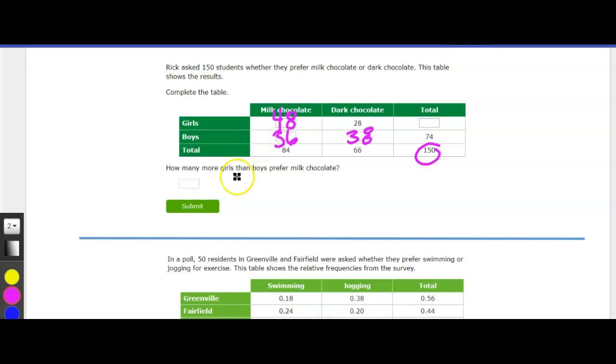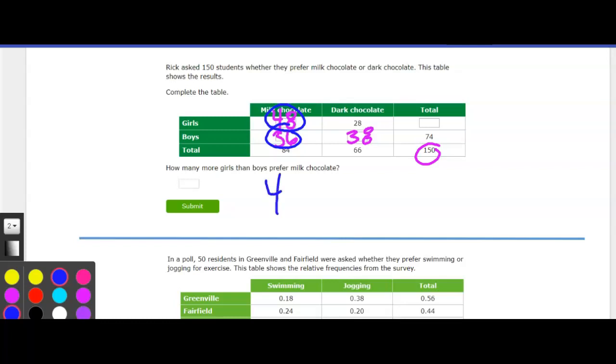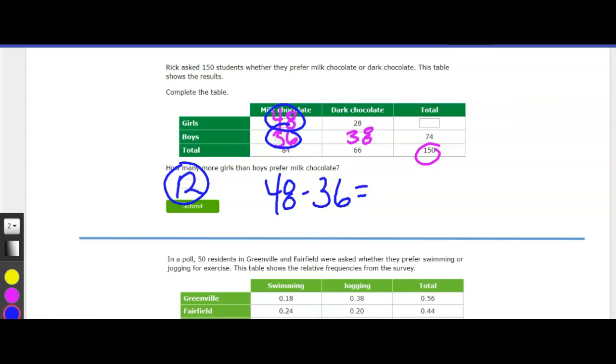So how many more girls prefer milk chocolate? So this was how many boys liked milk chocolate. This was how many girls liked milk chocolate. How many more? That's like asking, can you find the difference? And we all know to find the difference, you subtract. So you would just need to subtract those and get your answer of 12. So 12 more girls prefer milk chocolate than boys.